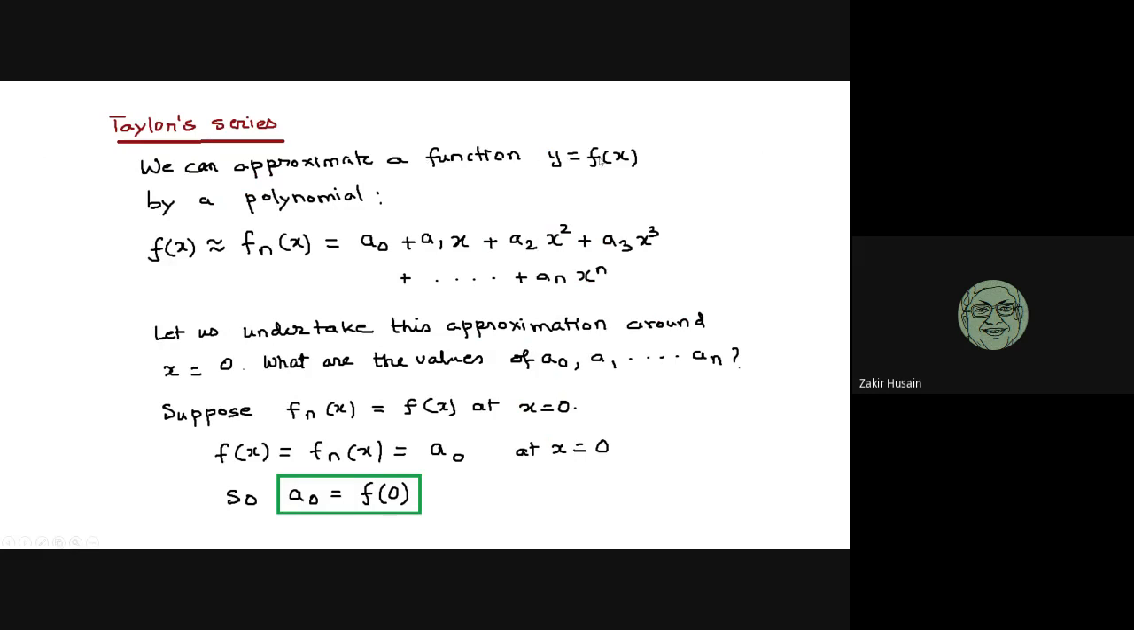See, I have a function y equal to f(x). I want to approximate it using a polynomial. So this is the polynomial. The f(x) function is a different function, but I'm trying to approximate it. I'm showing that the two will become equal if I choose a0, a1 in a particular way.